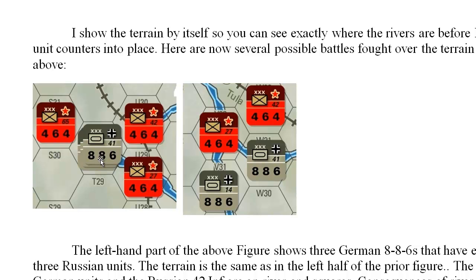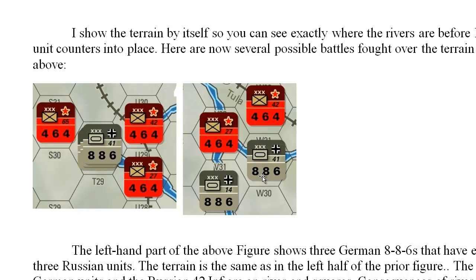For example, two of these 8-8-6s could attack this 6, 16 to 6, or 2-to-1. The final 8-8-6 could attack these units, 8 to 6 plus 12, 8 to 18, or 1 to 3. What about here?